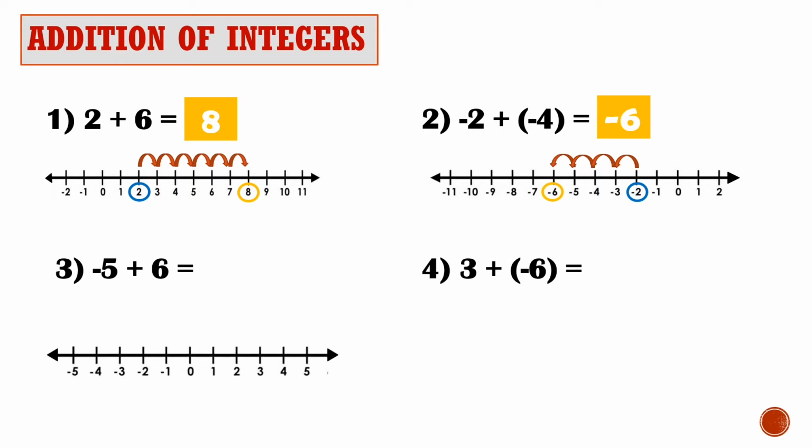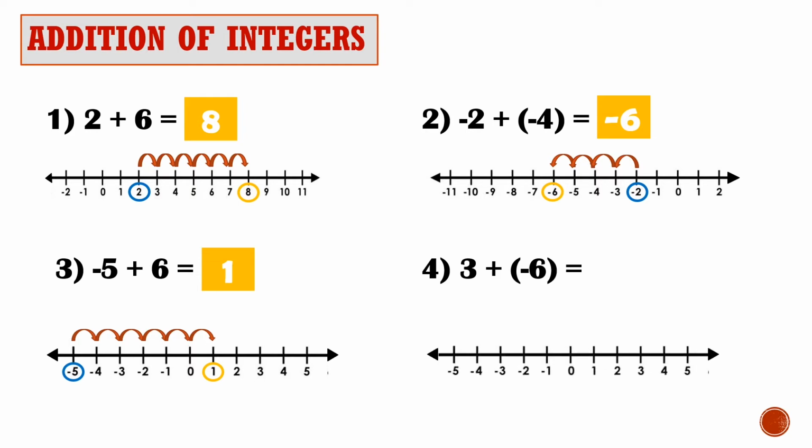3. So we have negative 5 plus positive 6. The reference point is negative 5. Move tayo to the right because that is positive 6. Stop tayo kay positive 1. So the sum of negative 5 and positive 6 is positive 1. Next, number 4. We have positive 3 plus negative 6. The reference point is positive 3. Move to the left because we have negative 6. Nag-stop kay negative 3. So the sum of positive 3 and negative 6 is negative 3.